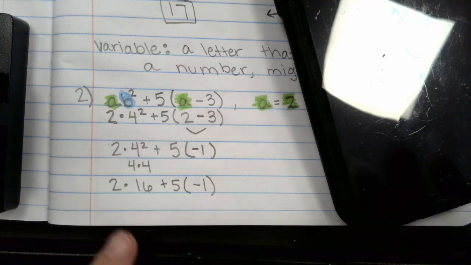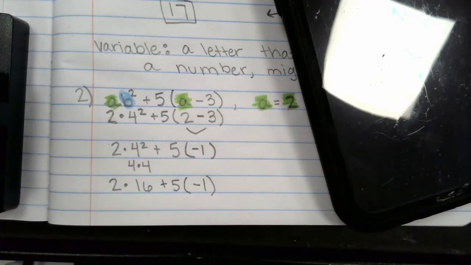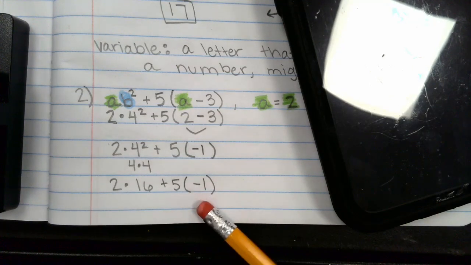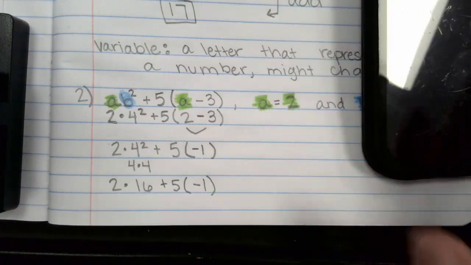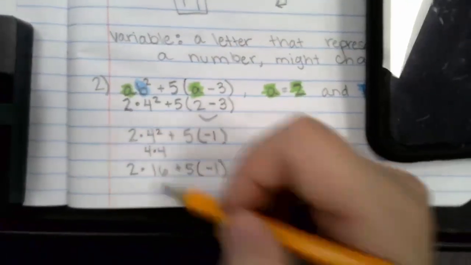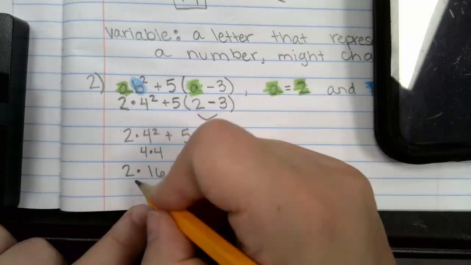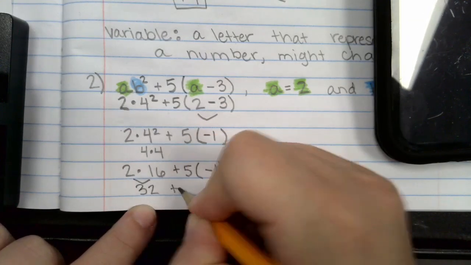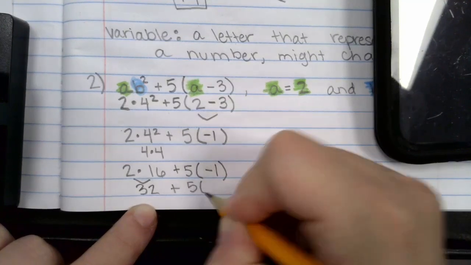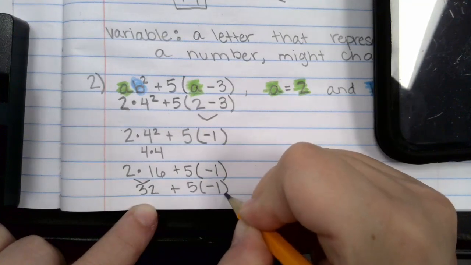All right. Now, do I have any grouping symbols? Kind of, but is there anything I can do in them? No. Do I have any exponents or roots? No. Any multiplying or dividing? Yes. In multiplying and dividing, we have to work our way left to right. So I'm going to start with 2 times 16. 32. Plus 5 times, parenthesis, -1.